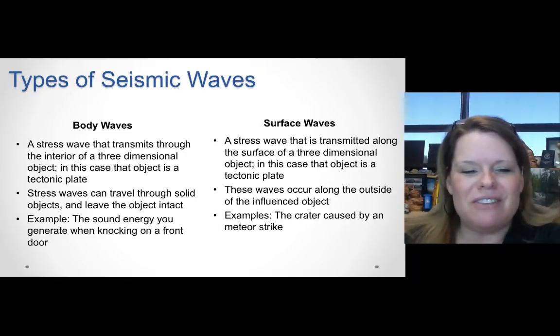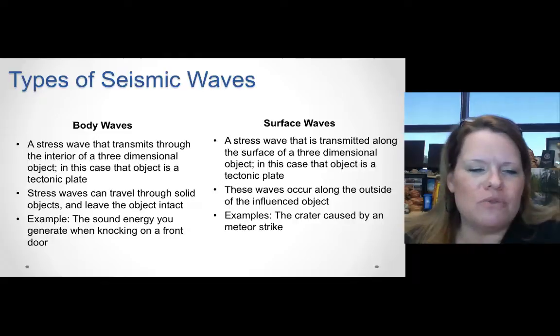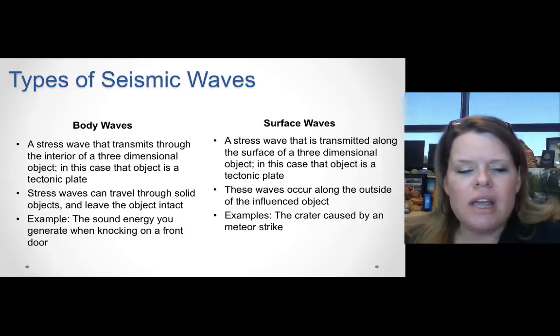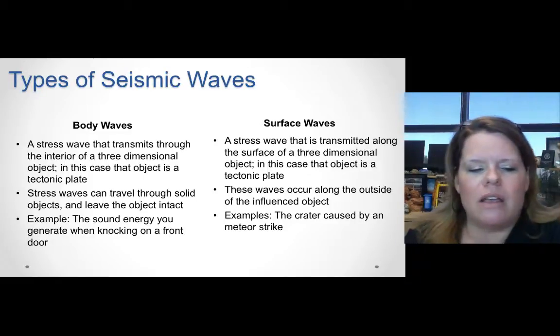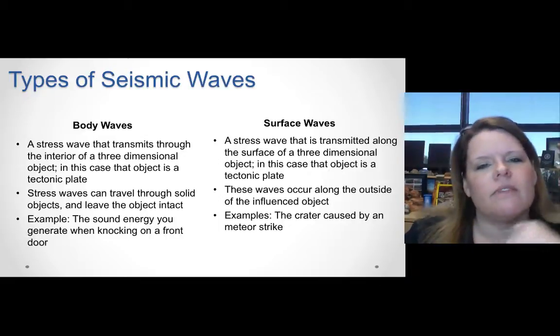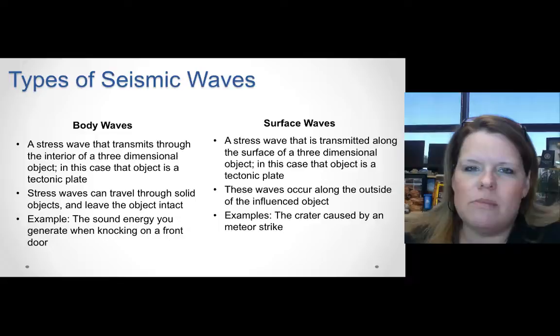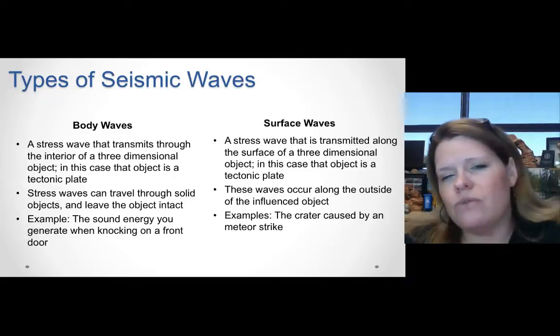A stress wave, that's a body wave that transmits through the interior of a three-dimensional object. In this case, that object is a tectonic plate for the Earth. Stress waves can travel through solid objects and leave the object intact. That's kind of interesting. Example, the sound energy you generate when knocking on the front door. Okay, so the energy went to that door, but it didn't destroy it. So that's what happens with body waves, and they're called P and S waves, P for primary, S for secondary waves.